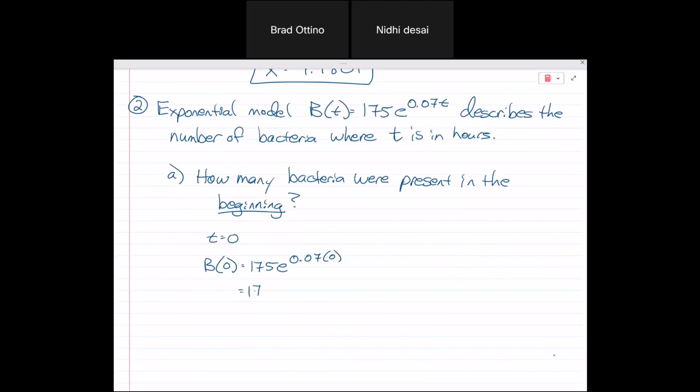And anytime you have anything to the 0 power, it's just 1. So the answer for part A is just going to be 175.